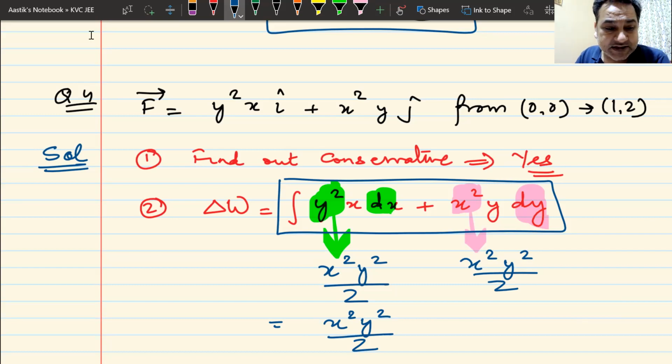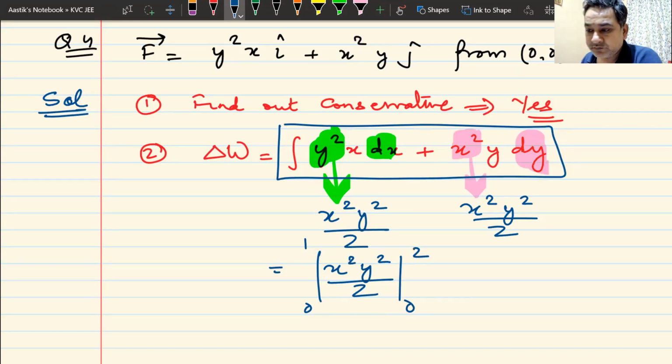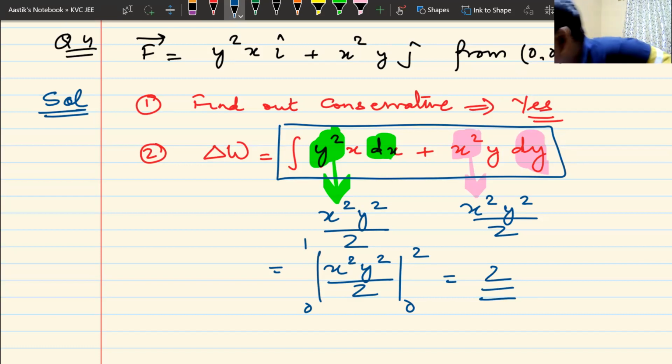What do I do next? I just put the limits. X varying from 0 to 1, y varying from 0 to 2. Put the value of x as 1 and y as 2. 1 multiplied by 2 square, 4. 4 divided by 2 is 2. So yes, first answer is 2. Then I put everything as 0. 2 minus 0 is 2. And the final answer becomes 2 in this case.